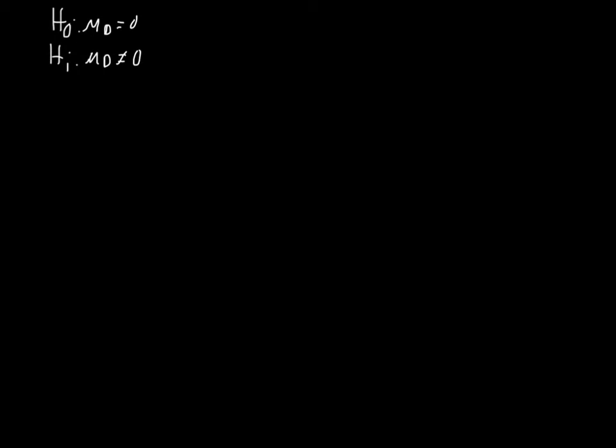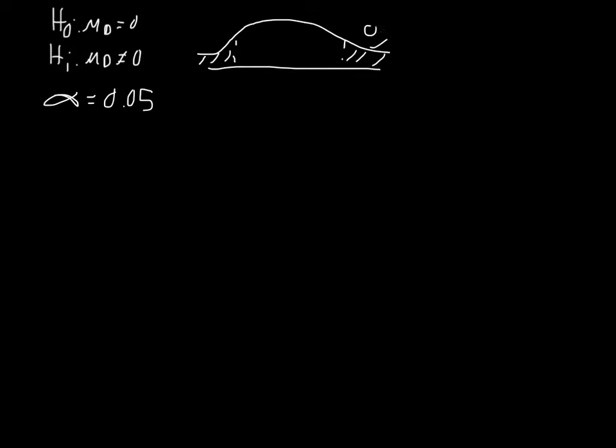So now that we have the null and alternative hypothesis, we know that it's a two-tail test, and we're going to do it with an alpha of 0.05. So we're going to set it up like this. And each side gets 0.025. And then we're going to run a confidence interval.